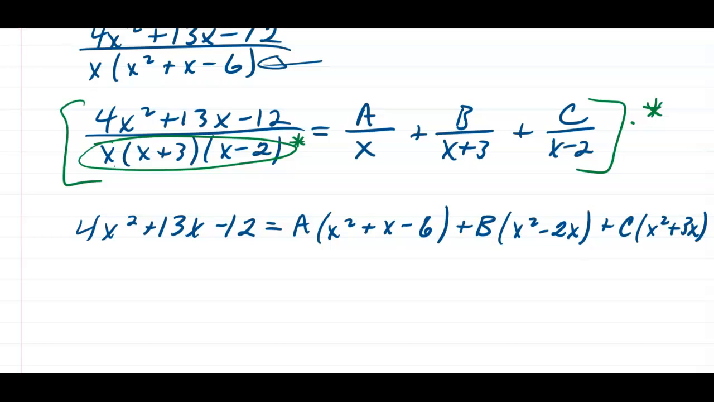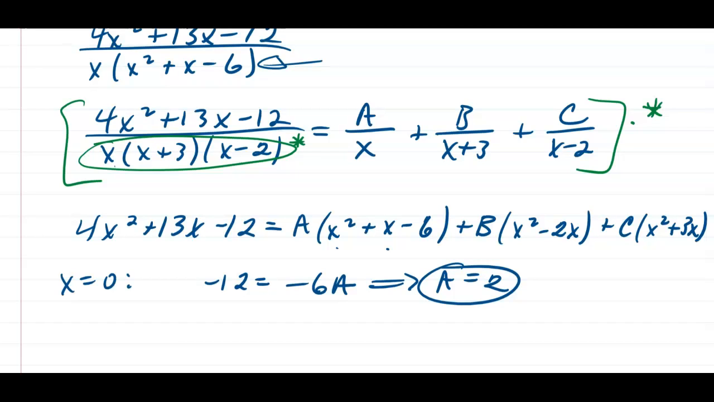And now at this point, we're going to plug in terms and see what results. Let's let x equal 0 first. And if we let x equal 0, we'll see that the x squared and the x are nothing, and we get negative 6a. And then we get b times 0, so that's nothing. And then c times 0, that's nothing. So we get negative 6a. And on the left side here, the 4x squared plus 13x minus 12 becomes a negative 12. So negative 12 is negative 6a. Divide each side by negative 6, and we see that a is 2.